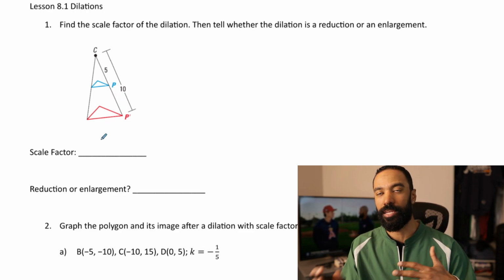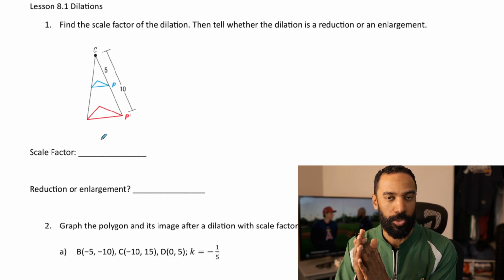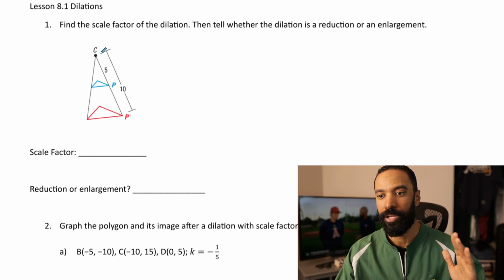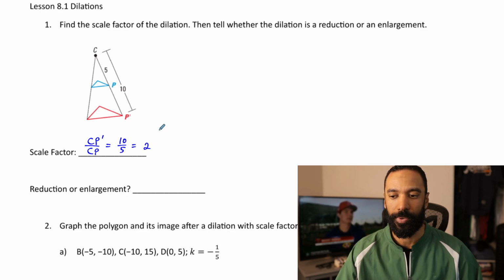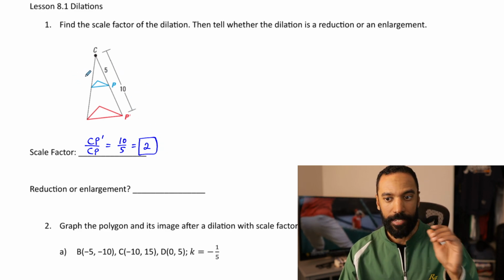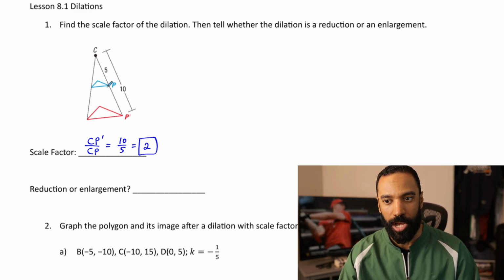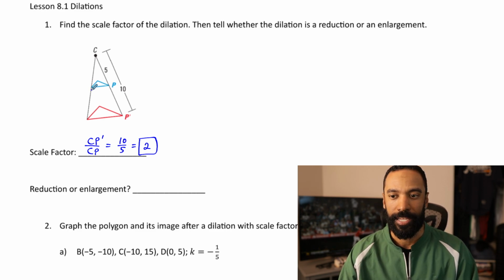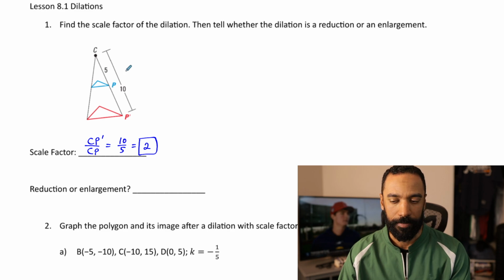The scale factor is how much you enlarge or reduce it, or how many times you multiply it by to enlarge or reduce it. Scale factor here, you divide CP prime divided by CP, those distances. We're going to do 10 divided by 5 and get 2. 2 is what you would have to multiply by to go from 5 to 10 to enlarge this object. And so here's the thing about the 2. 2 is not only the distance from center C, but it's also how much bigger this object got. This got twice as big here, this got twice as big here, and this got twice as big here. And these distances all got doubled.